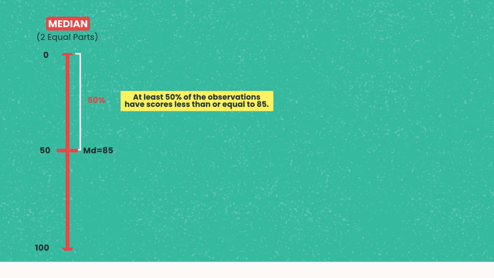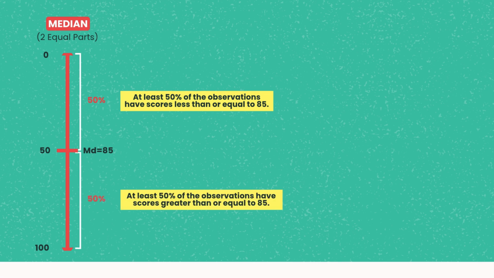For the median, it divides the observations into two equal parts. So, if we draw a scale from 0 to 100, and divide the scale into two equal parts, then the median is located at 50. Suppose we compute the value of the median for a given data set of scores and got a value of 85. Then we say that at least 50% of the observations have scores less than or equal to 85. Or, we can interpret the complement and say that at least 50% of the observations have scores greater than or equal to 85.